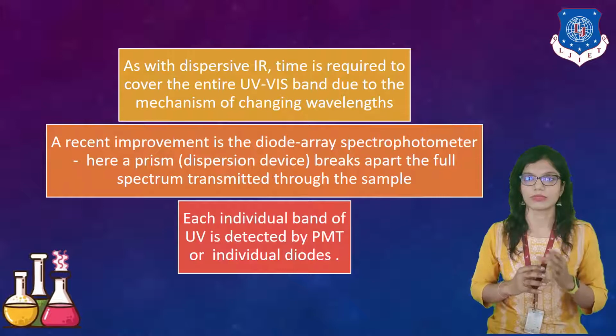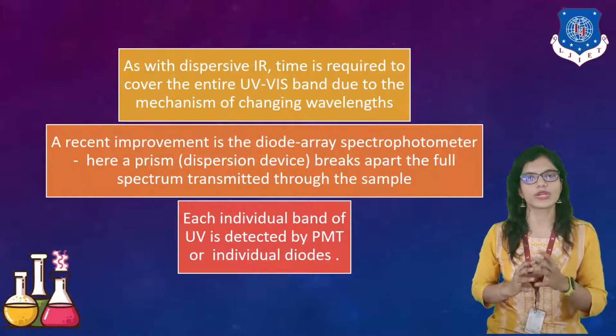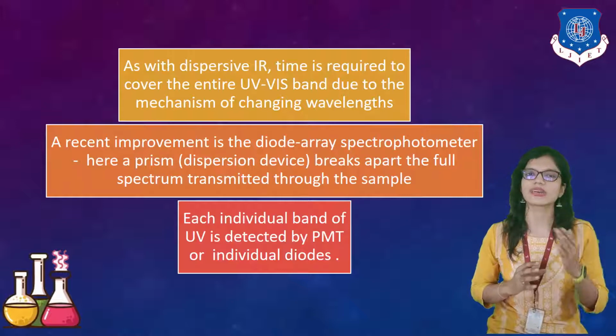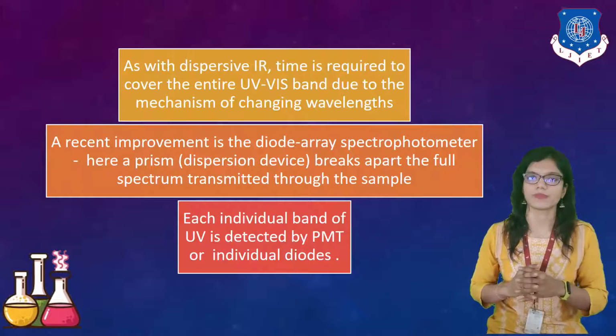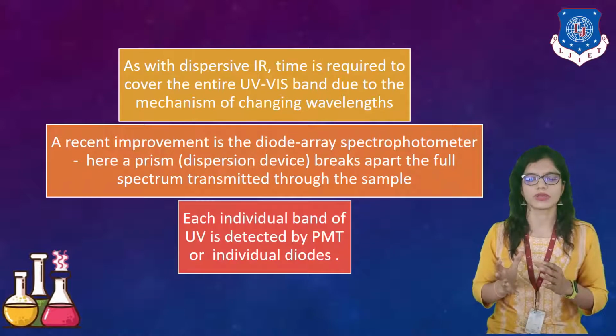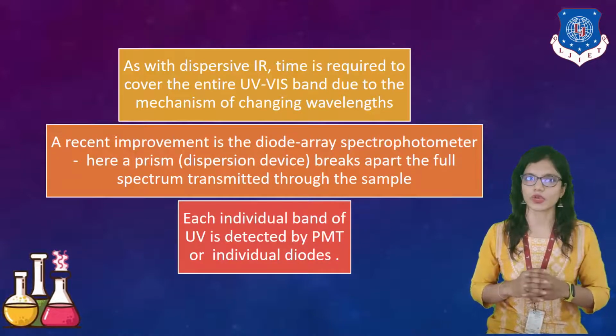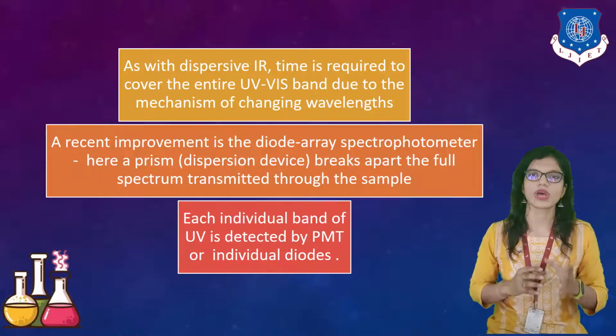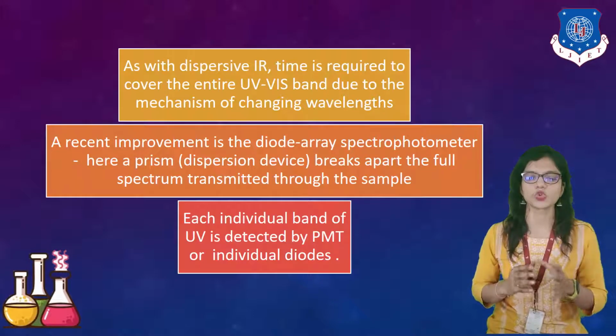Here a prism, generally a dispersion device, breaks apart the full spectrum which is transmitted through the sample. We can have two different types of dispersion devices: one is a grating, the second one is the prism. The prism gives us very good results, which is used in diode array spectrophotometers. But generally the grating will not give us such great results. So nowadays in advanced instrumentation, we use only the prism as a dispersion device. Each individual band of UV is detected using a PMT or individual diodes.